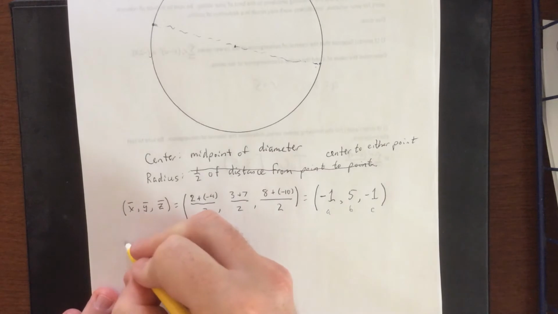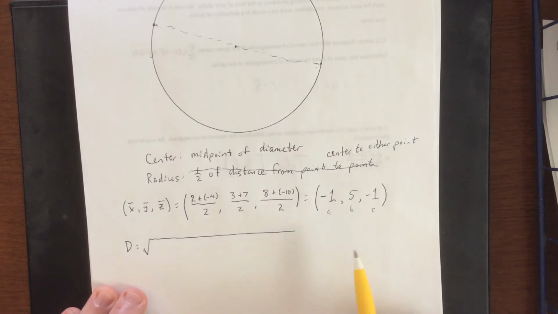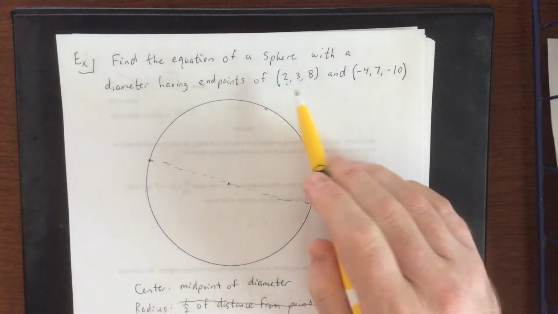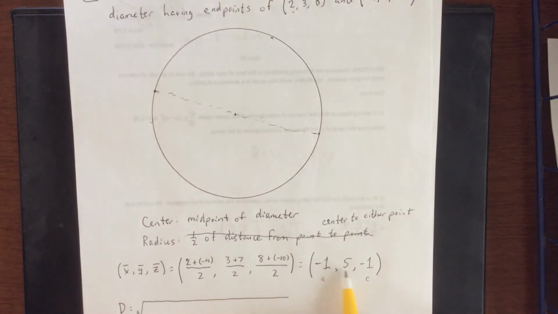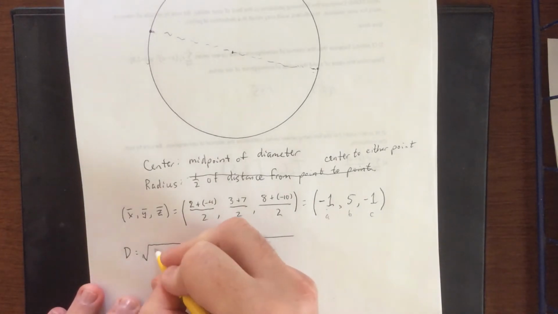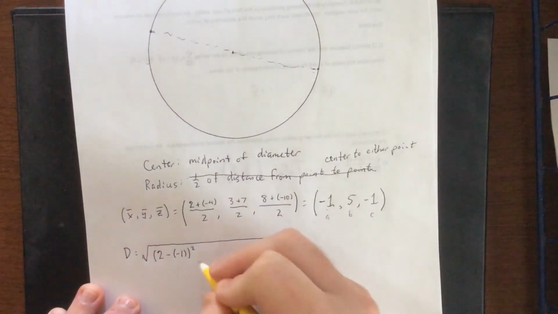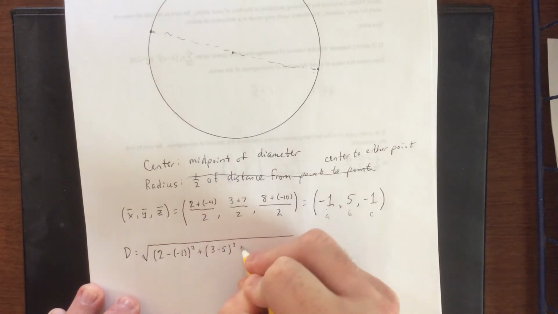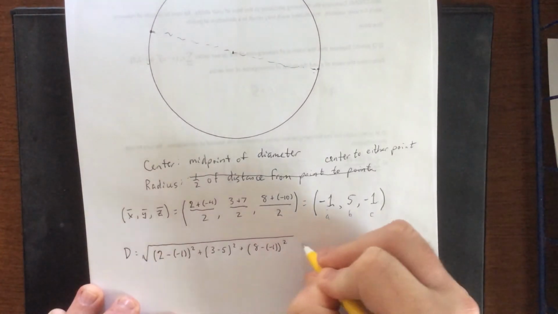So, applying our distance formula, this is going to be equal to the square root of a change in x. Let's use the ordered triple 2, 3, 8 as our x2, y2, z2. Then we'll use these numbers down here as our x1, y1, and z1. So with that in mind, we would be looking at change in x is 2 minus -1, quantity squared, plus 3 minus 5, quantity squared, and then we'll be doing 8 minus -1 and squaring that.